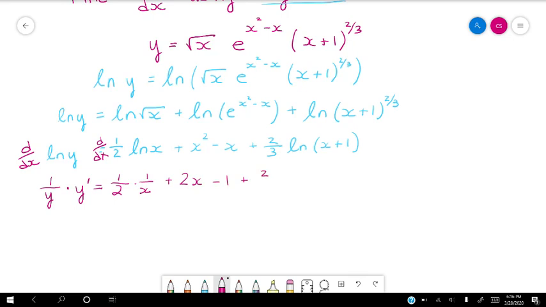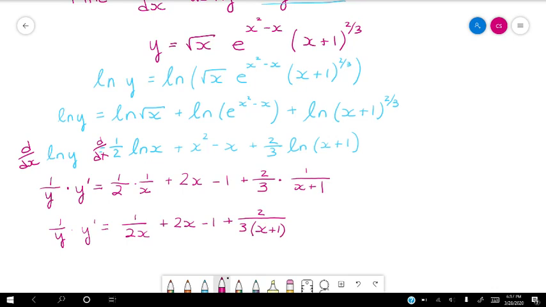All right, and then finally, chain rule again. This is going to be 1 over the argument. And then the derivative of x plus 1 is just 1. So I'm not going to do anything else with that. Okay, lovely. Let's clean it up. 1 over 2x plus 2x minus 1. And then here, let's see, 2 will stay on the top, and then 3 times parentheses x plus 1.